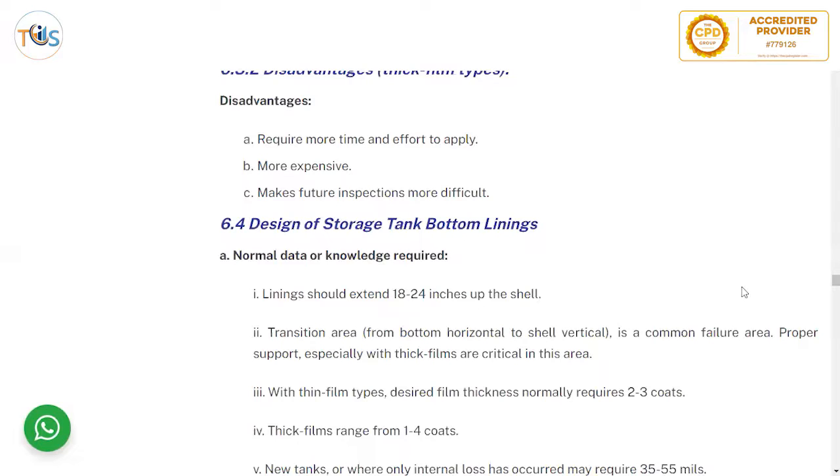Design of storage tank bottom linings. Normal data or knowledge required. Lining should extend 18 to 24 inches up the shell. The transition area from horizontal to shell vertical is a common failure area. Proper support, especially with thick films, is critical in this area.